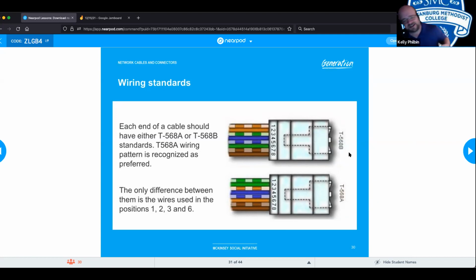The colors of each wire. So I can look at this one, and this one is a T568B, just based off the wiring.